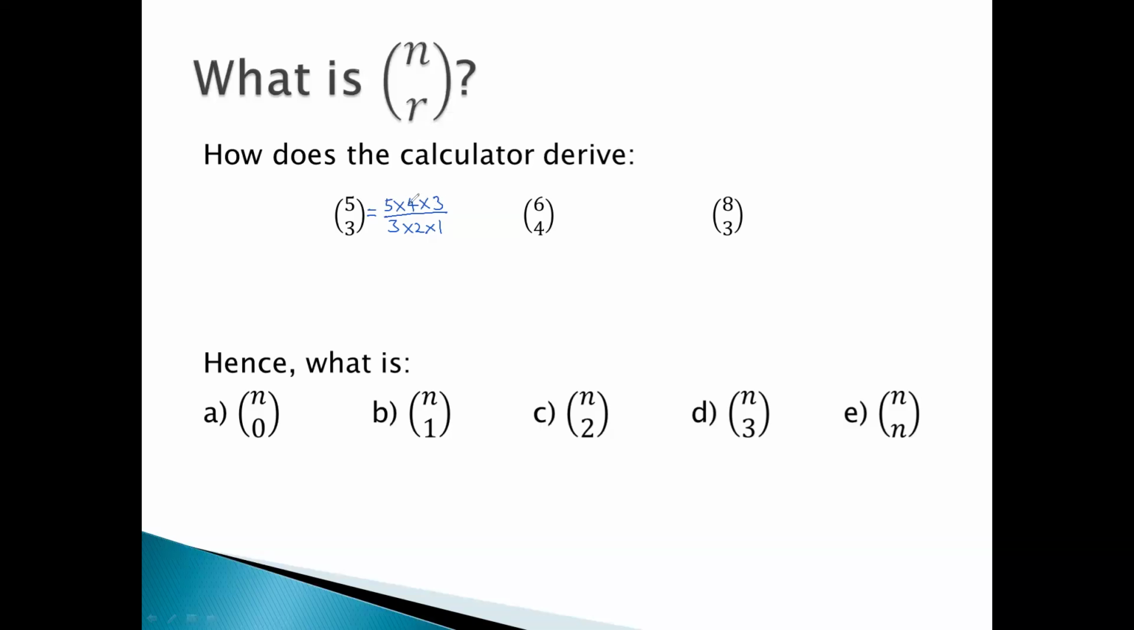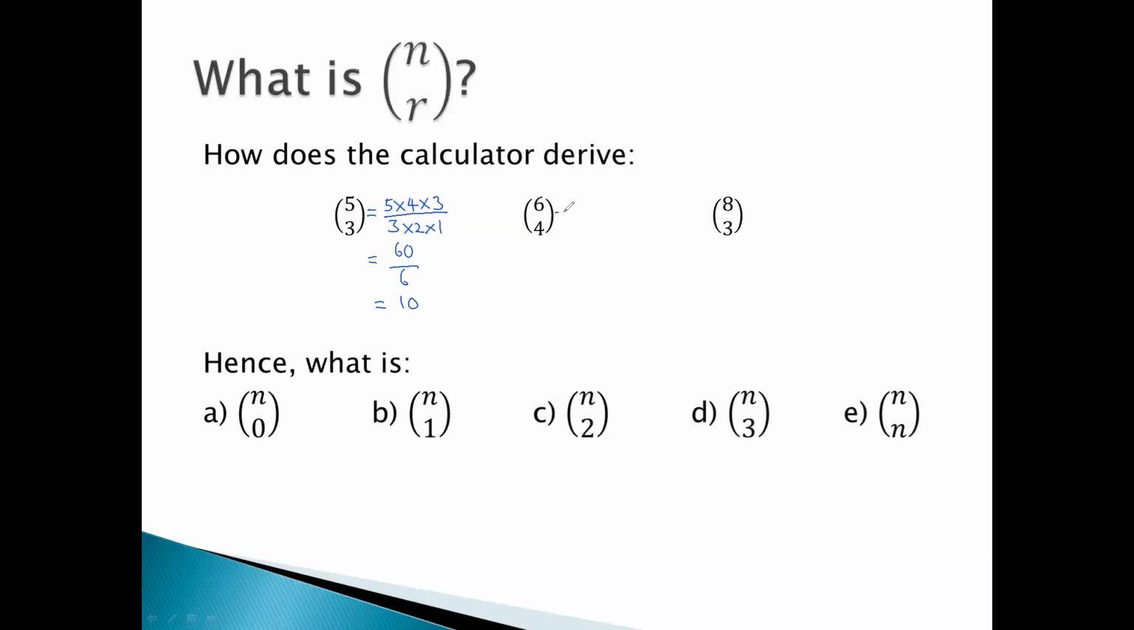How many times do I go? I go to the number that is on the bottom. So since the bottom is 3, I multiply by 3 of this. And then same for the bottom, 3 times 2 times 1. Okay, so 5 times 4 times 3 over 3 times 2 times 1, 60 over 6 is 10. And if you use your calculator, the answer for 5 choose 3 should be 10.